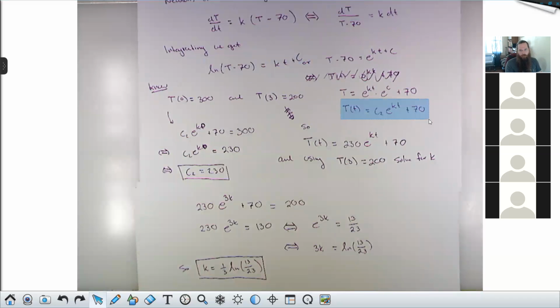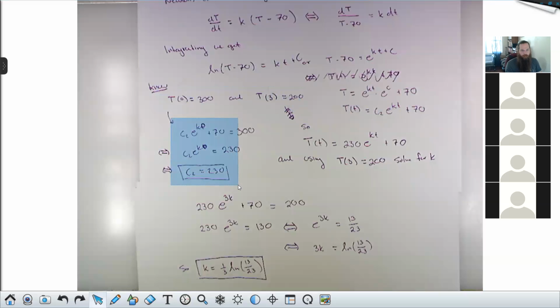That means that your temperature function, big T, is equal to some constant times e to the kt plus 70. And that first constant comes from this plus c that you get from your integral, right? E to the kt plus c is e to the kt times e to the c, and we relabel e to the c as c2. You can just call it c again if you really wanted to, but I don't like to overload the variable c. And from there, now that we have this, we can plug in our boundary conditions to solve for the two unknown constants, C2 and K.